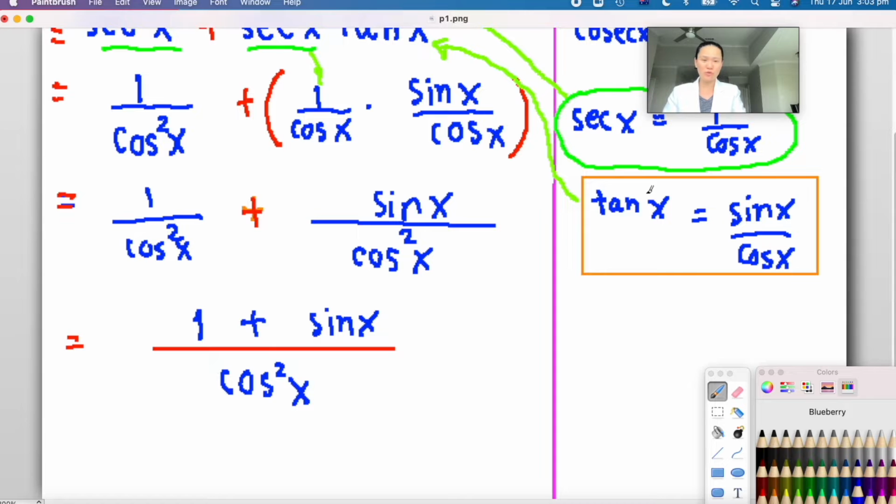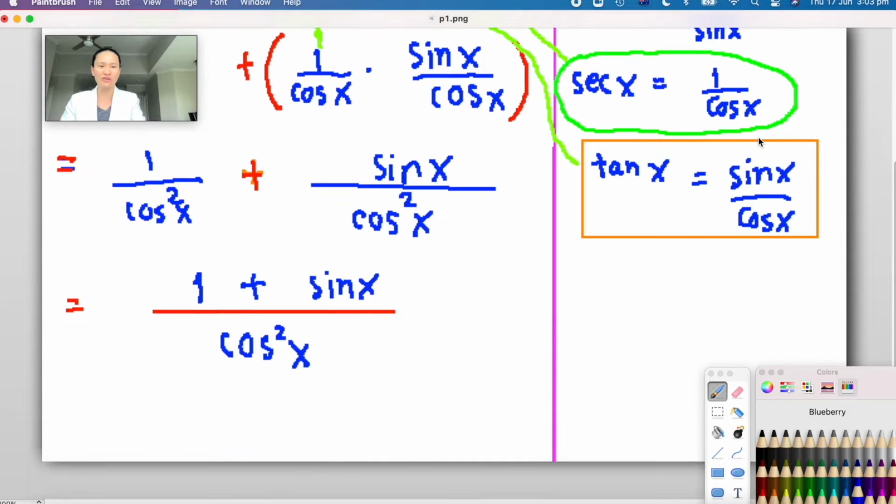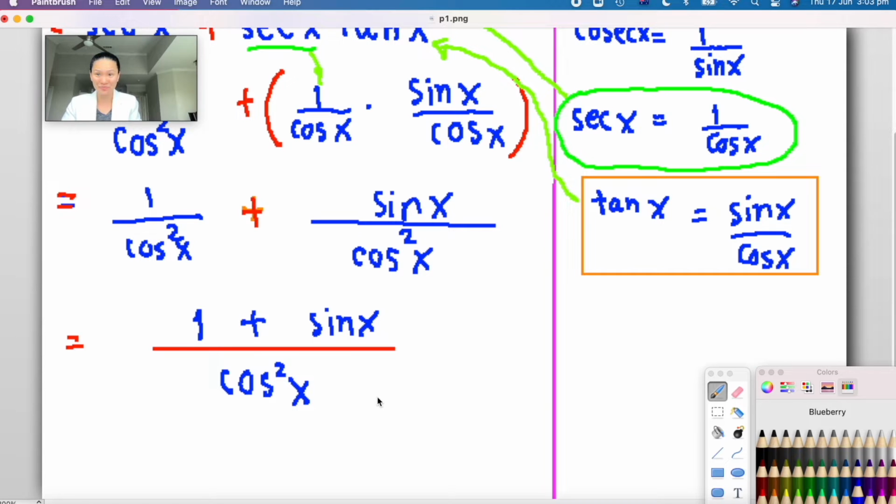We're going to prove that it's equal. Let's see if it's equal or not. 1 plus sine x over cos x squared. Yes, it is. So now is our answer.